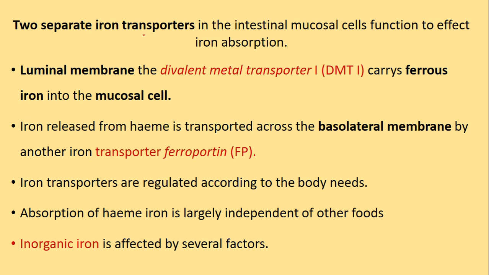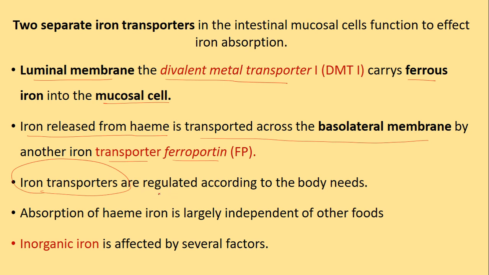So there are two separate iron transporter systems involved in the absorption of iron through the intestinal mucosal cells. The luminal membrane contains divalent metal transporter 1, which carries ferrous ion into the mucosal cell. Along with this, the iron released from heme is also transported across the basolateral membrane by one more transporter called ferroportin. These two iron transporters are mainly regulated based on the body iron requirement.